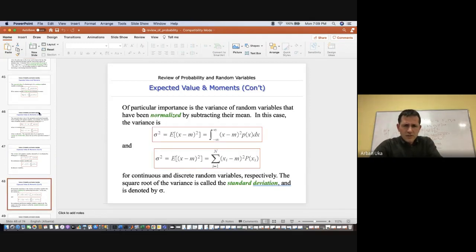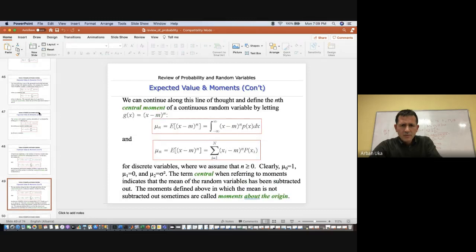Here we see the standard deviation is denoted by sigma. These are all the other moments. So when n is equal to 2, this would be the standard deviation. When n is equal to 3, this would be the skewness. When n is equal to 4, this would be the kurtosis.